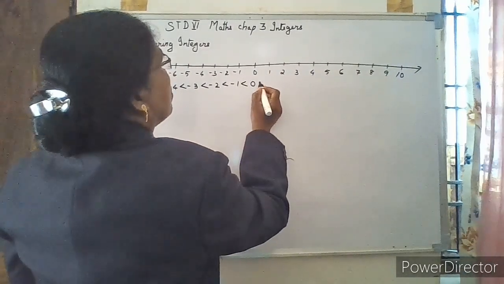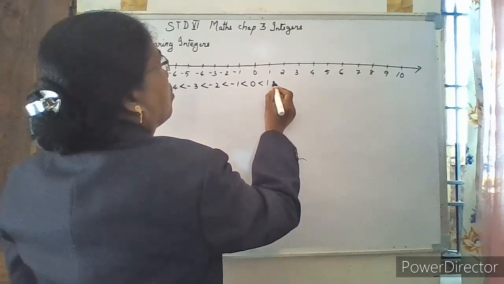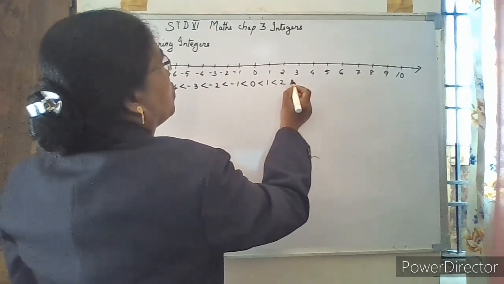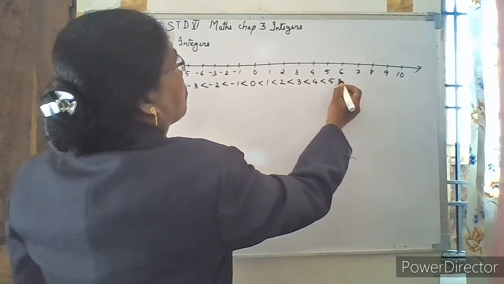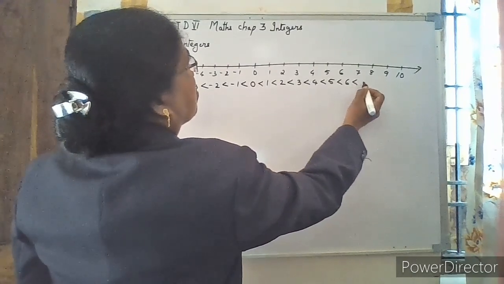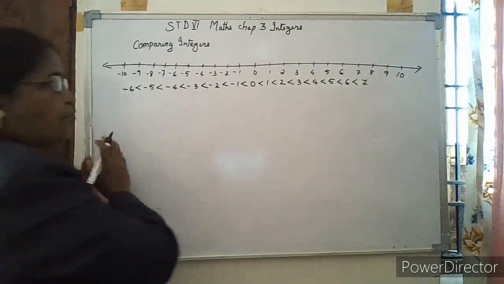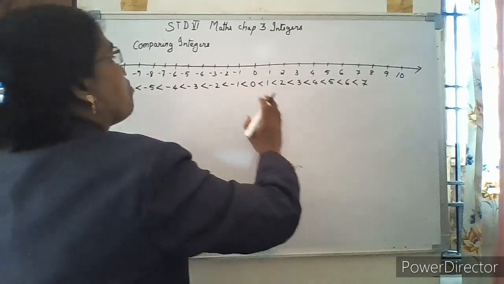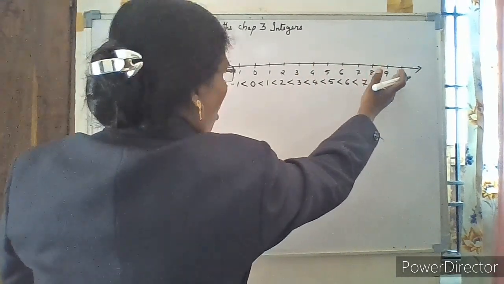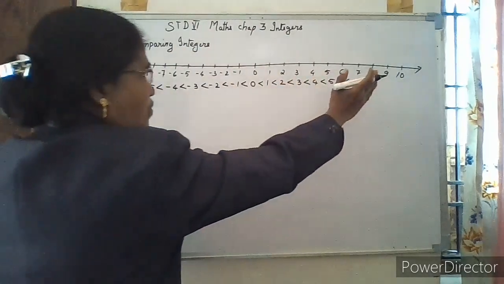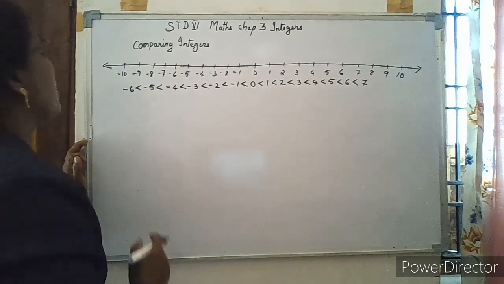Now 0 is less than positive 1, 1 is less than 2, 2 is less than 3, 3 is less than 4, 4 is less than 5, 5 is less than 6, 6 is less than 7, and so on. As we go from left to right, the numbers keep on increasing, and as we go from right to left, they are in decreasing order. So we can compare the integers.